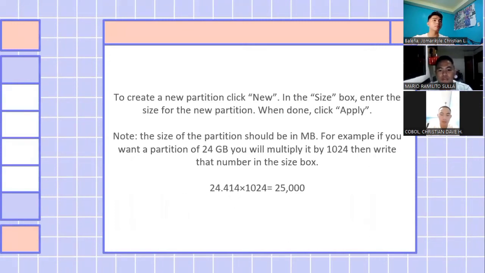To create a new partition, click New and enter the size in the size box. When done, click Apply. Note: the size of the partition should be in MB. For example, if you want a partition of 24 gigabytes, you will multiply it by 1024, then write the number in the size box.